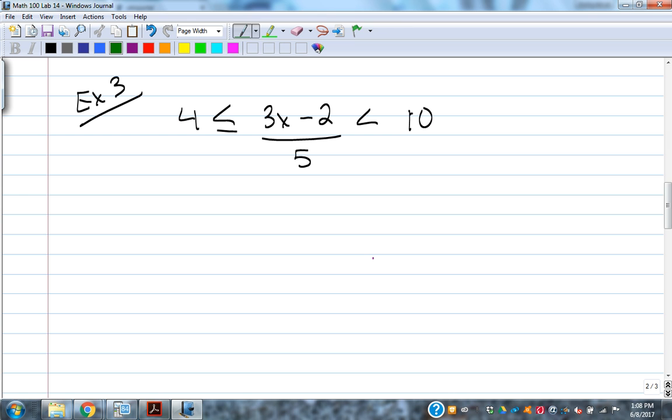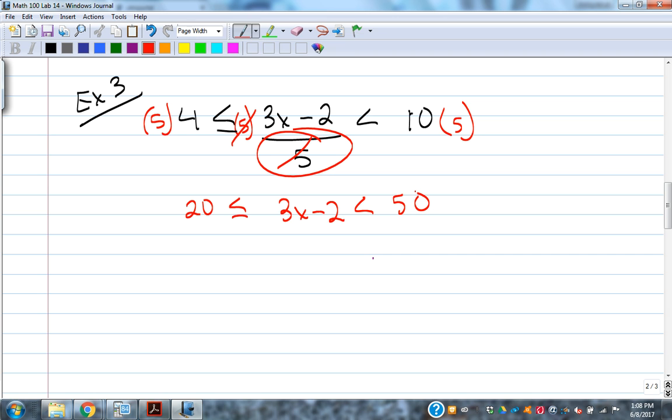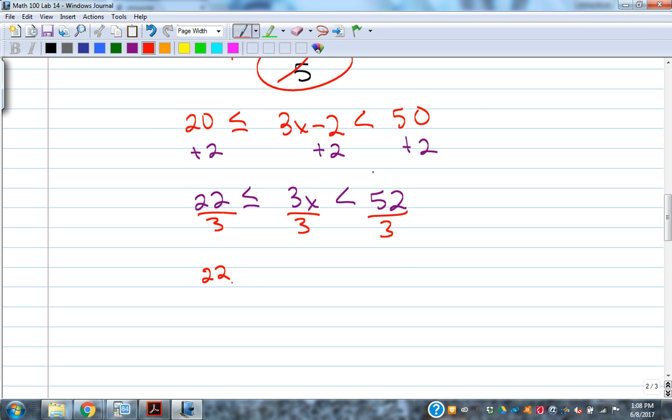Last example, 3. Got a compound inequality where the variable's in the middle. We want to take that and get x by itself in the middle. So the first thing to do is get rid of this big problem of the division by 5. So I'm going to multiply everybody by 5. Cancel. 20 less than or equal to 3x minus 2 less than 50. And then let's get x by itself in the middle, so we add 2 to both sides. 22 less than or equal to 3x less than 52. Divide by 3. And 22 over 3 is less than or equal to x is less than 52 over 3.